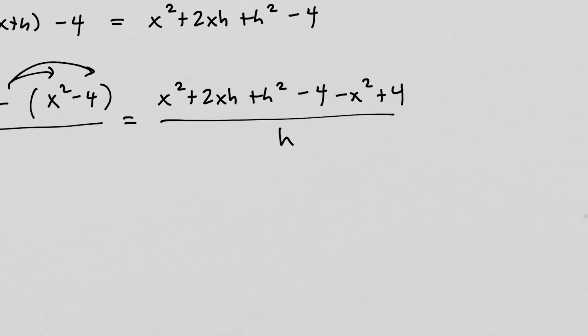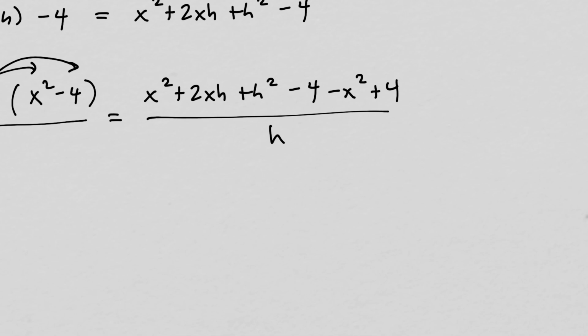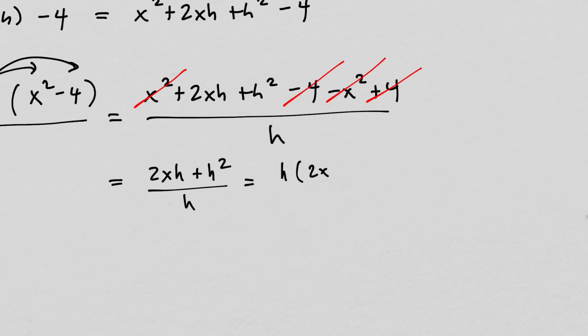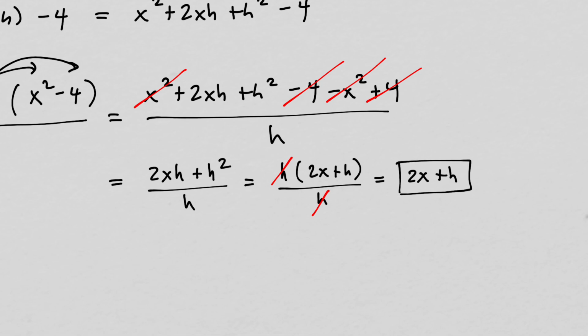And now we look to cancel. So let's see, we have an x squared minus x squared, a negative 4 and a positive 4. So all we have left on top is 2xh plus h squared divided by h. And if I factor out an h, that's going to be h times 2x plus h, all divided by h. And if we cancel those out, we get 2x plus h.